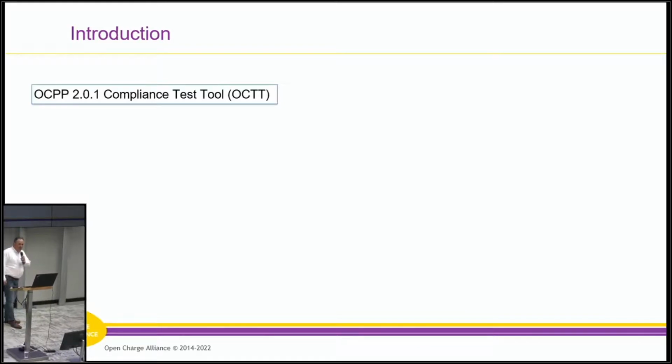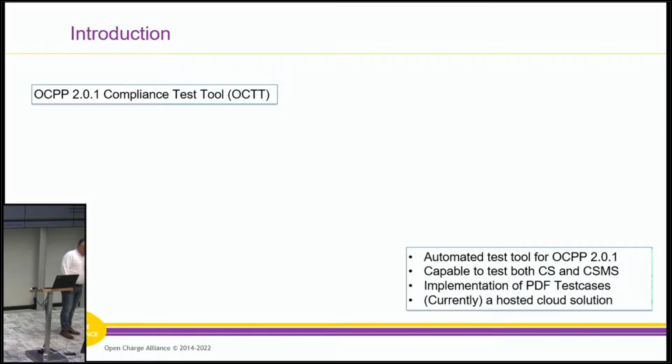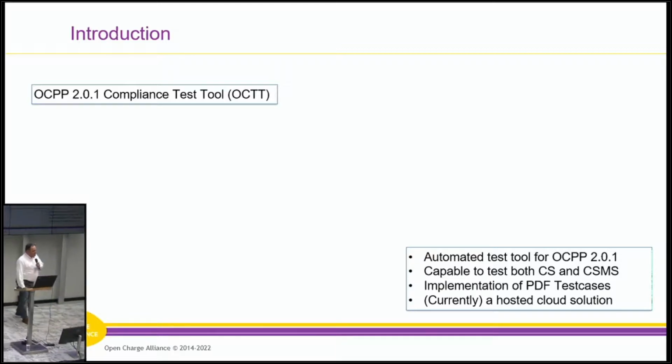So OCTT is an OCPP 2.0.1 compliance test tool. So a tool to test. So what does that mean? It is a test tool for automated testing of OCPP communications. So the tool can test both a CSMS as well as a charging station.